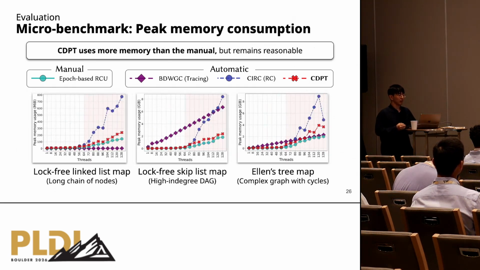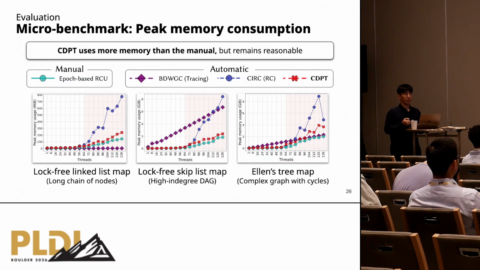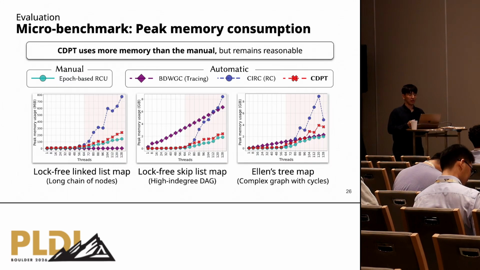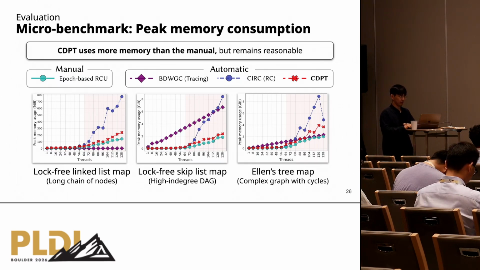The one honest trade-off is memory. Because CDPT traces the heap before collecting, it uses more memory than the manual baseline, but it stays well below the other automatic schemes. So the overhead stays reasonable.